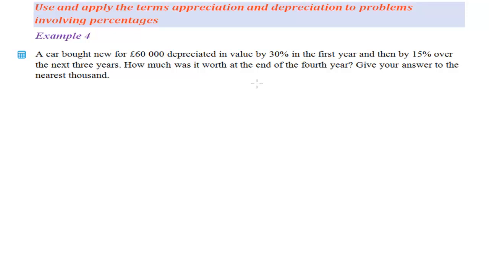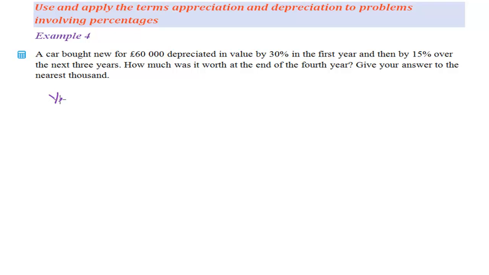So what we're looking at doing here is decreasing the value here by 30% and then by 15% for 3 further years, and important to notice we have to give our answer to the nearest 1,000. So with most of these it's helpful to just clearly indicate what you're working out.